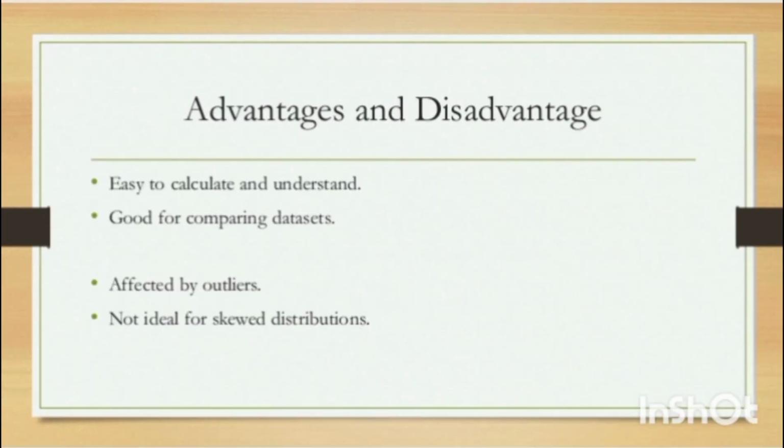So next we discuss the advantages and disadvantages of measures of central tendency. Here, advantages: first, uses all data points, easy to calculate and understand, good for comparing data sets. Then disadvantages: affected by outliers, not ideal for skewed distributions.